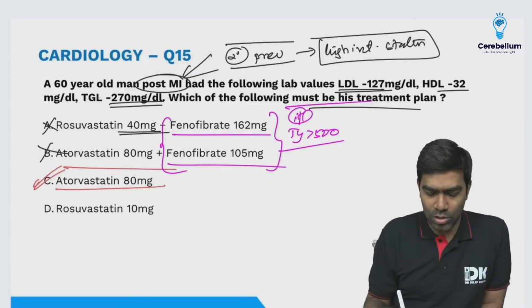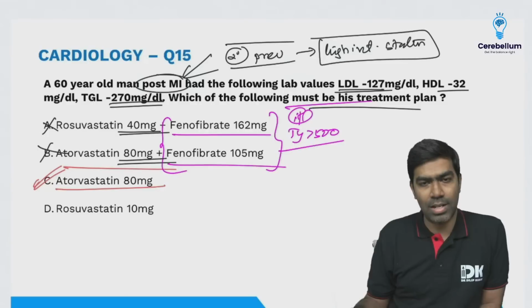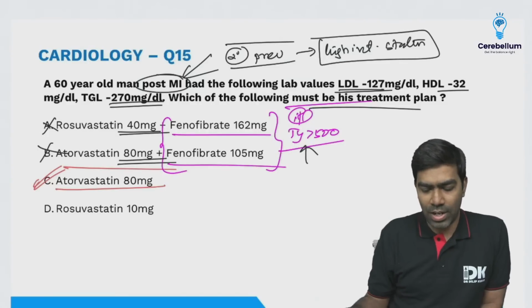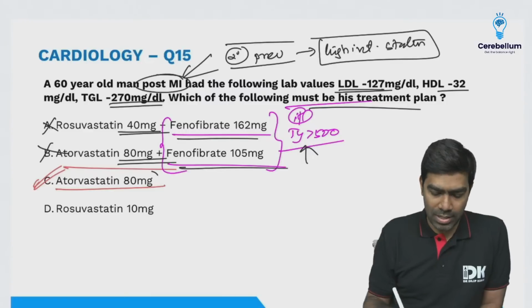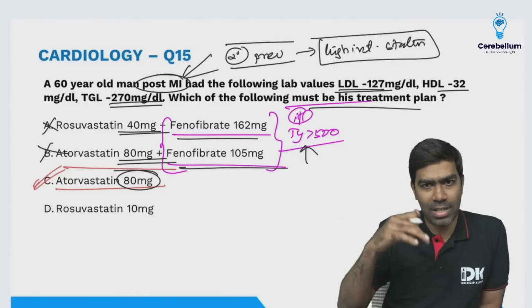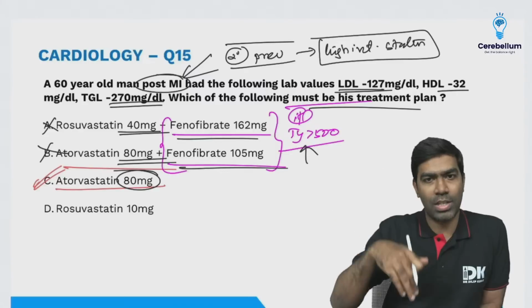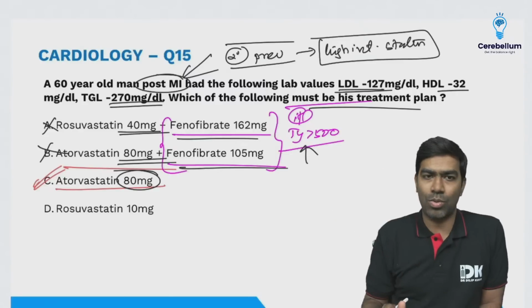Even though this is also a high intensity statin, according to guidelines, only if triglycerides are more than 500, you're going to add fenofibrate. Otherwise, no. The right answer is atorvastatin. Remember, if the triglycerides are less than 500, the first choice for reducing the triglycerides is also statins only.